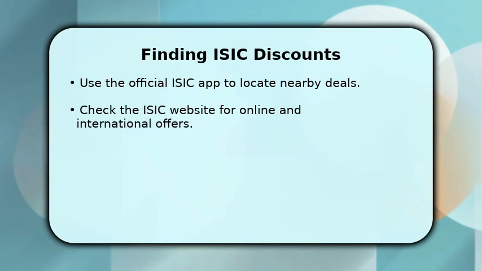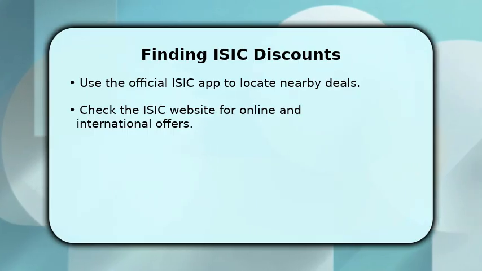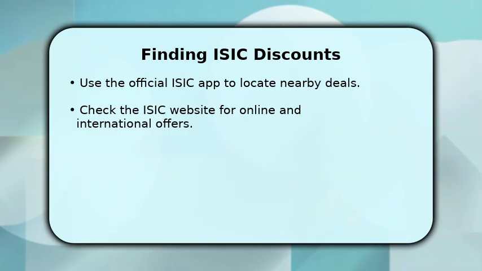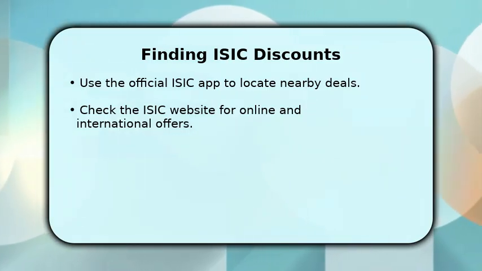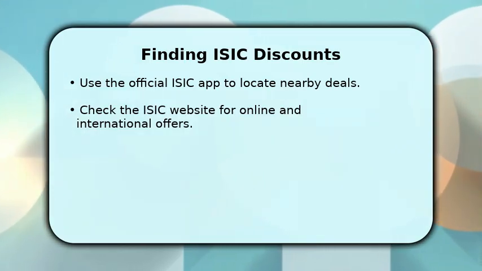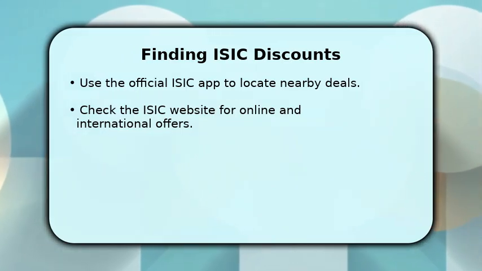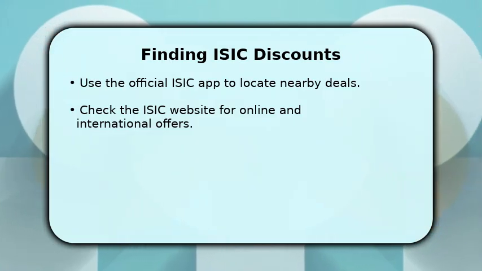Once you have your card, finding discounts is simple. The ISIC website and mobile app are your best friends for discovering available deals. You can search by location, category, or even specific brands to see what savings are waiting for you. Many businesses also display ISIC stickers, indicating they accept the card. Always keep an eye out for these signs when you are out and about. It is a great way to save money on everyday purchases and experiences.